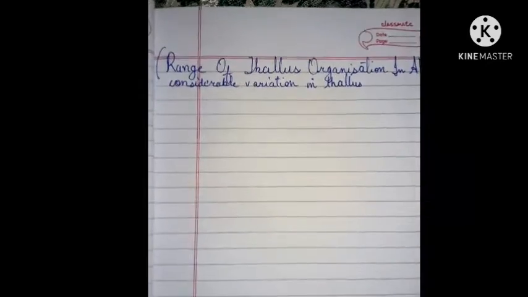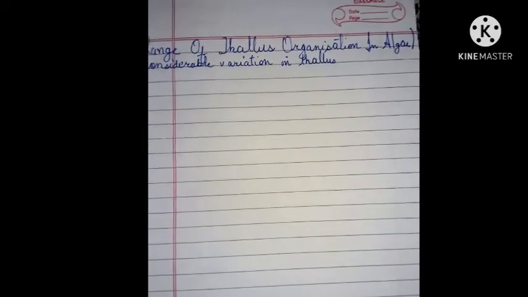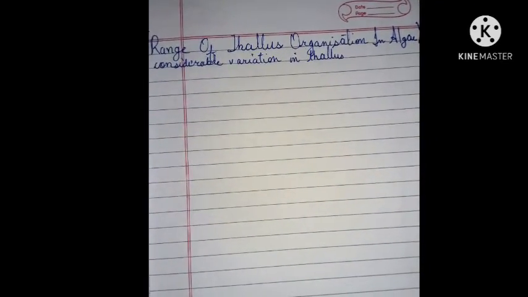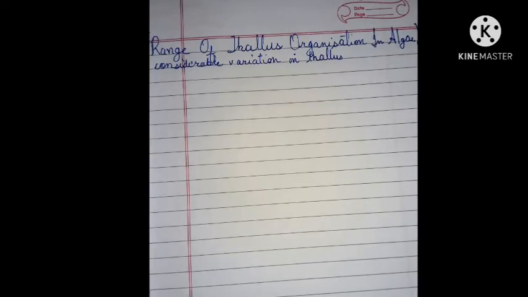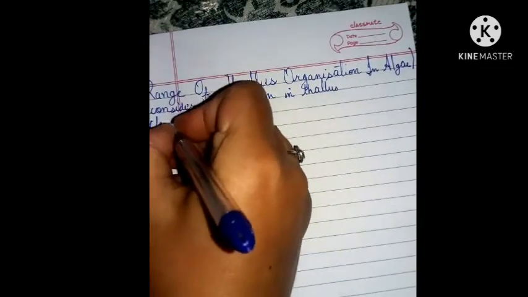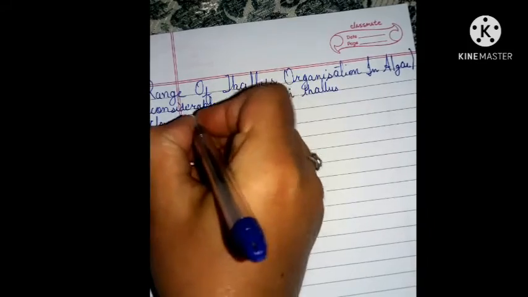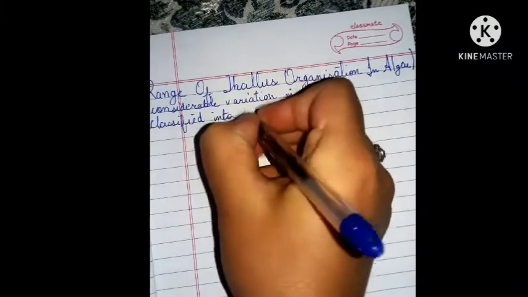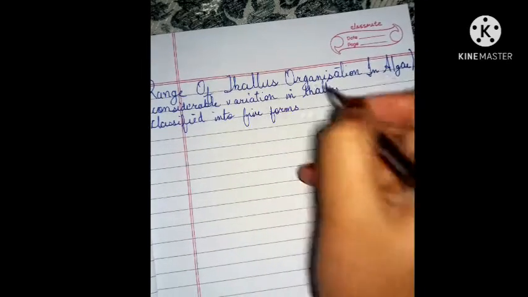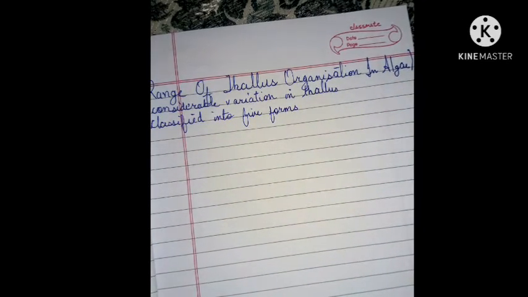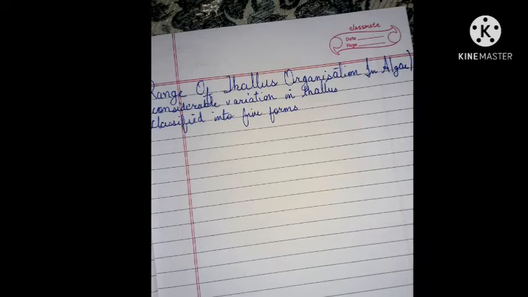Today I'm going to talk about the range of thallus organization in algae. Algae show a considerable variation in the organization of thallus and is broadly classified into 5 forms. That is unicellular forms, colonial forms, filamentous forms, siphonous forms, parenchymatous forms.